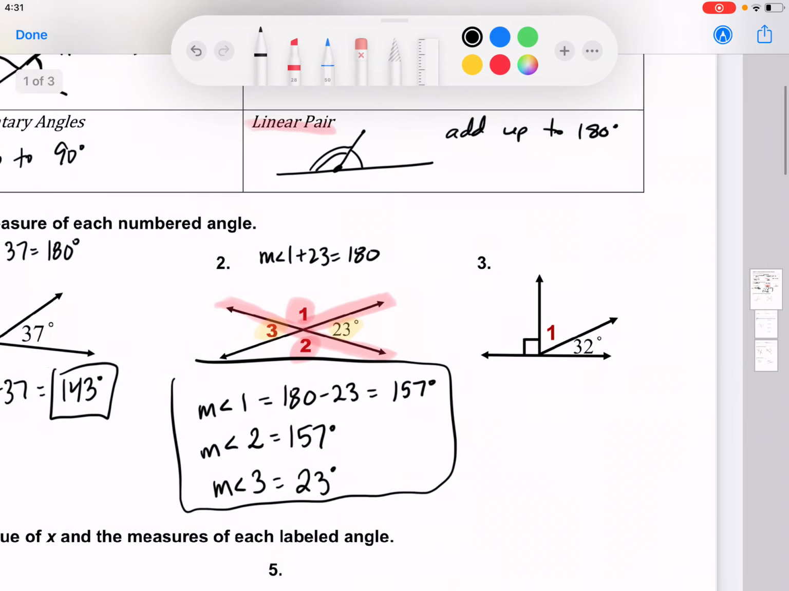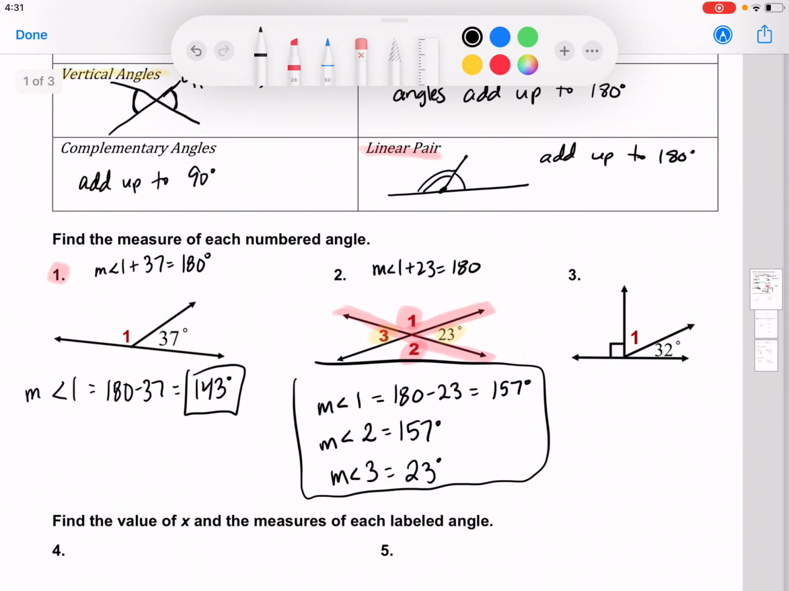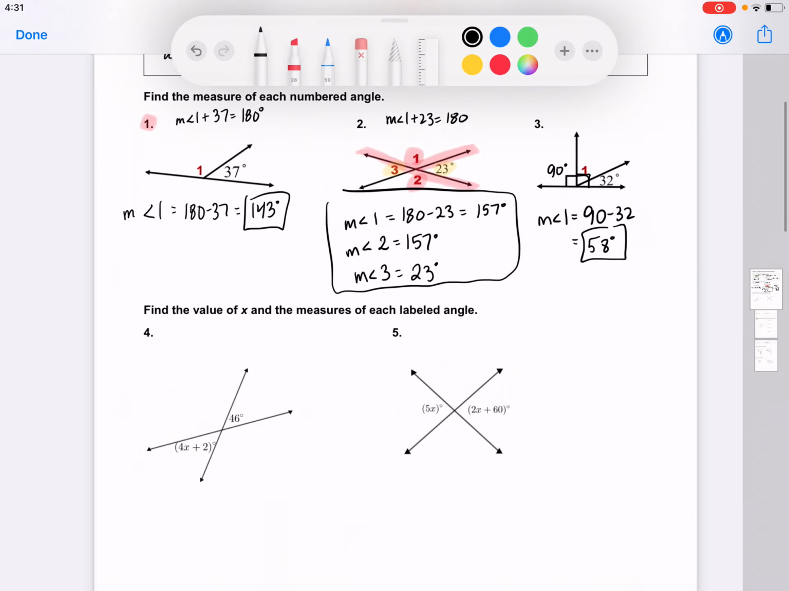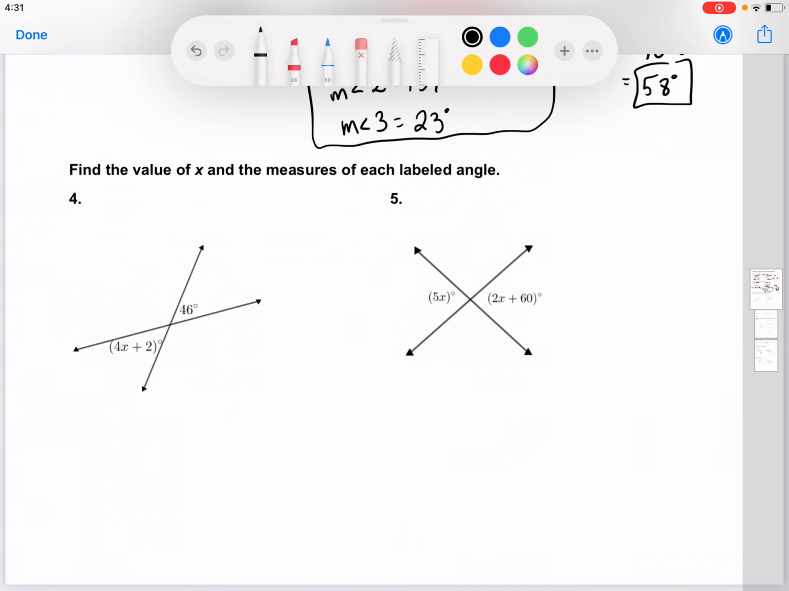Number 3 is an example of what we call complementary angles, because this is 90 degrees over here, which means over here should also be a 90 degree angle. So angle 1 and 32 should add up to 90. To find the measure of angle 1, I would do 90 degrees minus 32 degrees. You subtract that, and you get 58 degrees. Okay, with that said, we're still going to use these same things to solve these next problems.